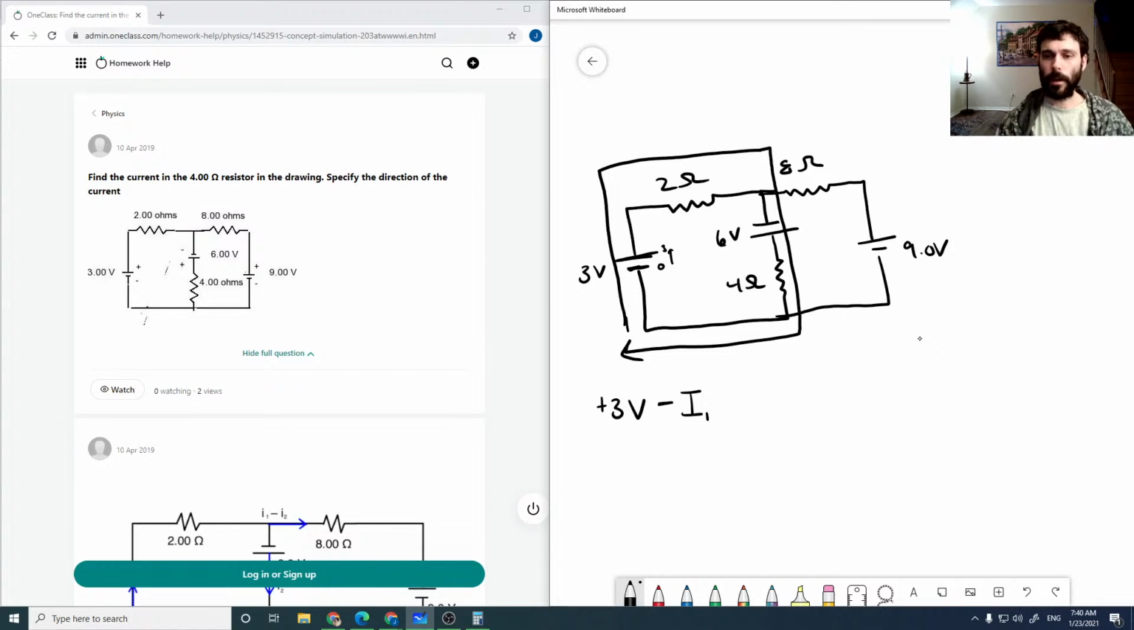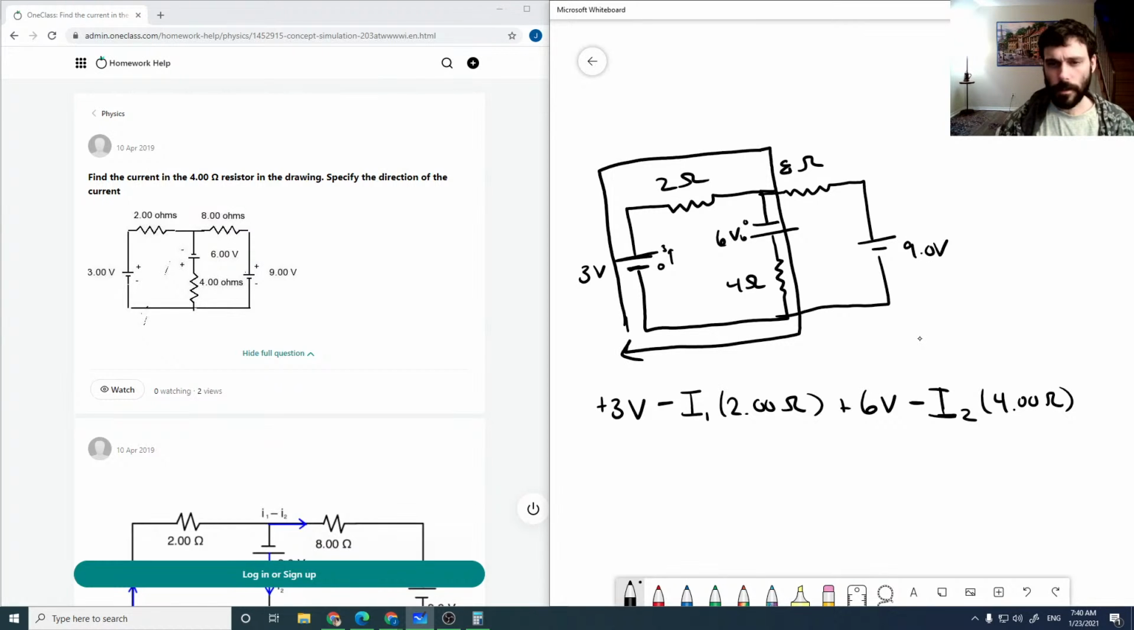We're dropping, we've got our current 1, which is being dropped across our 2 ohm resistor here. And then we're coming down here and gaining another 6 volts as we go across this guy. And then we're going to drop some I2 across this 4 ohm resistor. Okay, and then we're going to be back at the beginning of our loop.